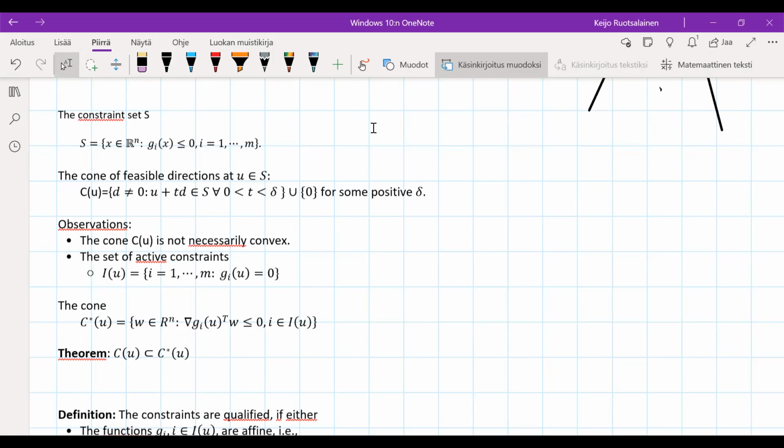And I define the cone of feasible directions at the point U in such a way that it is the set I denote by capital letter C, and in parentheses, U. It is all the directions such that if I go from the point U, I add there t times the direction d, I remain in the constraint set, for some positive t between the interval 0 and delta, where delta is some positive constant.